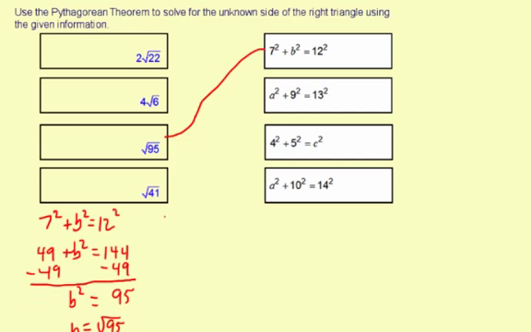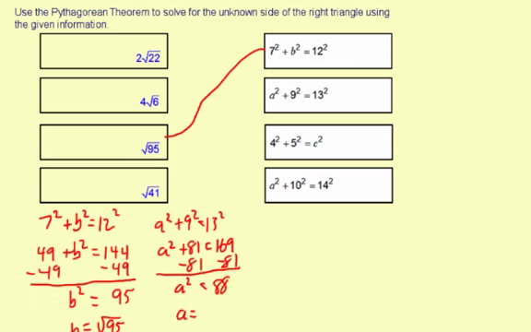Next one, a squared plus 9 squared equals 13 squared. Well, a squared and then plus 81 equals 13 times 13 is 169. Subtract 81 from both sides. So a squared equals 88. Now take the square root of both sides, so a equals square root of 88.